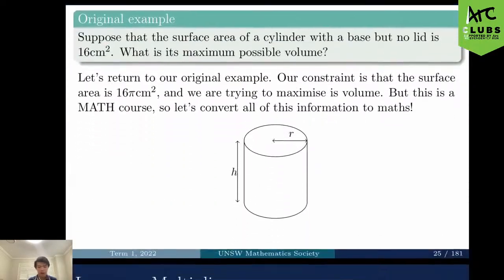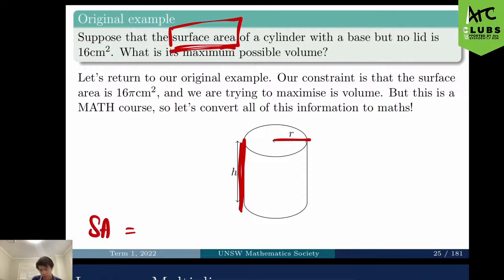Start off with the variables you need. So, a cylinder with a base but no lid. That's going to have a radius and a height. Okay, so first of all, what's the constraint? The constraint is surface area, right? So let's calculate surface area.